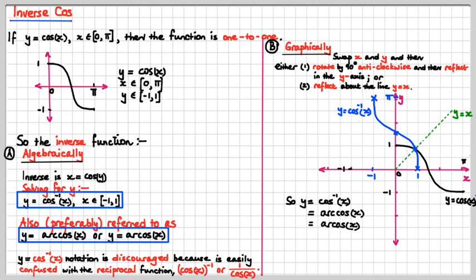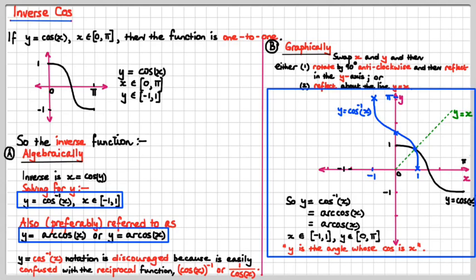y equals inverse cos x, or arc cos preferred, or r cos preferred, meaning inverse cos. x goes from -1 to 1 inclusive, and y goes from 0 to pi inclusive, and y is the angle whose cos is x, yes? Alright everybody, you okay? Good.